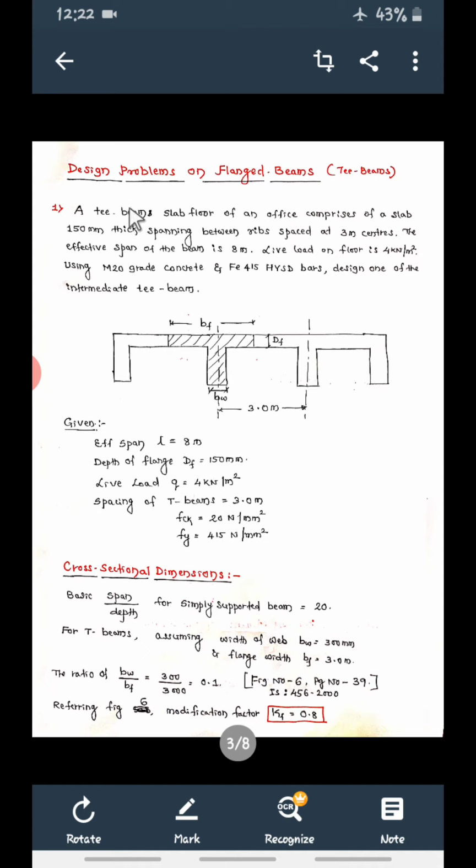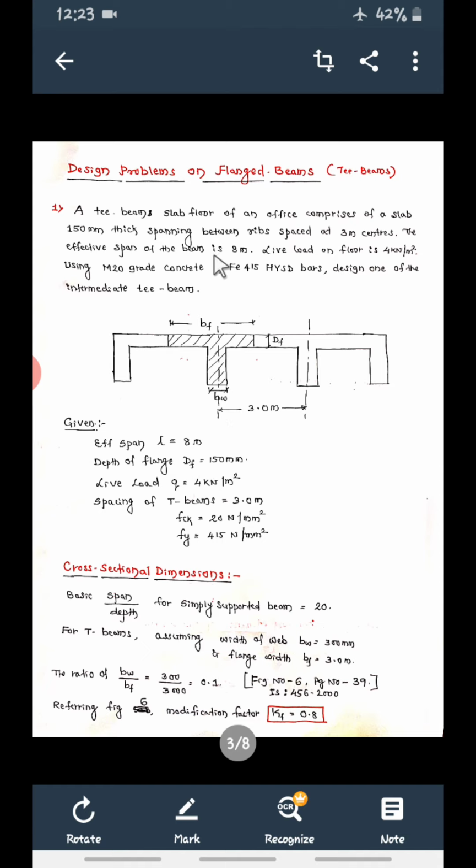As per the given data, this is the slab, what we are seeing, this small rectangle. This is the slab, and below the slab this is the beam. So both slab and beam together is the T-beam. And we know what the elements of this T-beam are. This is the breadth of flange BF, and this is the DF, and this is BW.